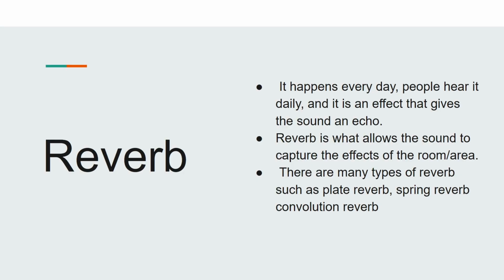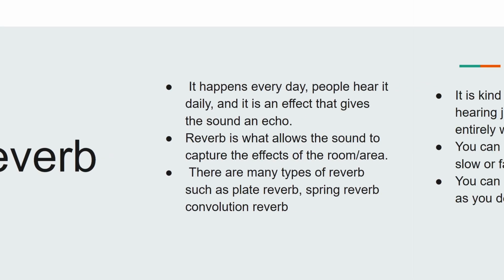Reverb is what allows the sound to capture the effects of the room. For example, a big room will produce a big echo, and a small room will produce a small echo. Or you could even think about what an echo would sound like in a tunnel compared to a cathedral. There are many types of reverb, so choosing the right one will be a very joyful experience.